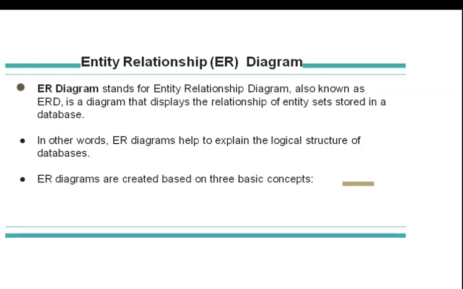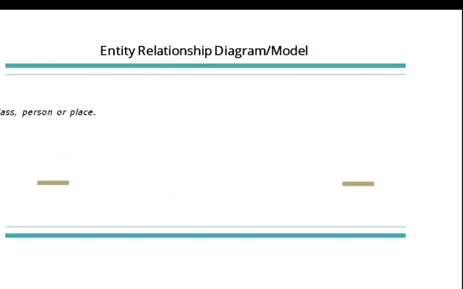There are three basic concepts created to explain the ER diagram. The concepts are entities, attributes, and relationships. So we will go through the concepts one by one. The first concept in the ER diagram or model, you can say, is entity.